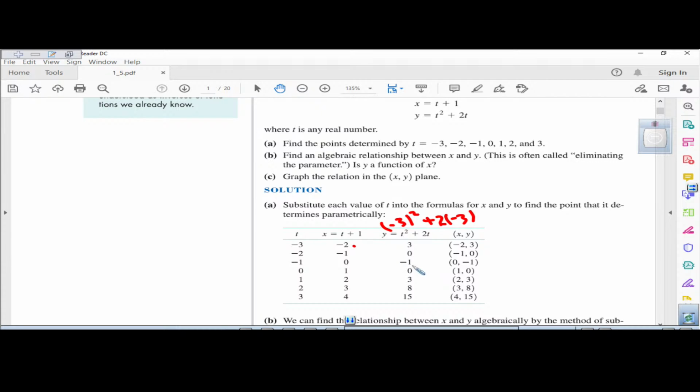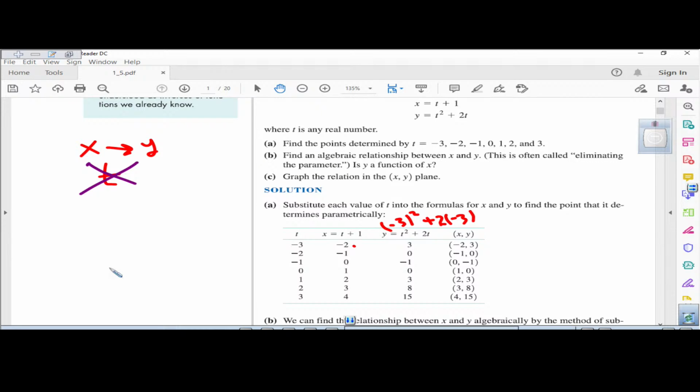What's more important, though, is for us to eliminate. We need to find an algebraic relation between X's and Y's. We do not want the T. We want to eliminate the T. We're just going to spend a few minutes on that. We're going to get rid of the T.